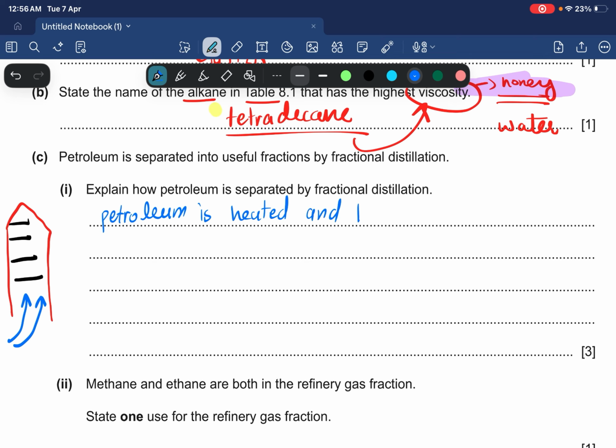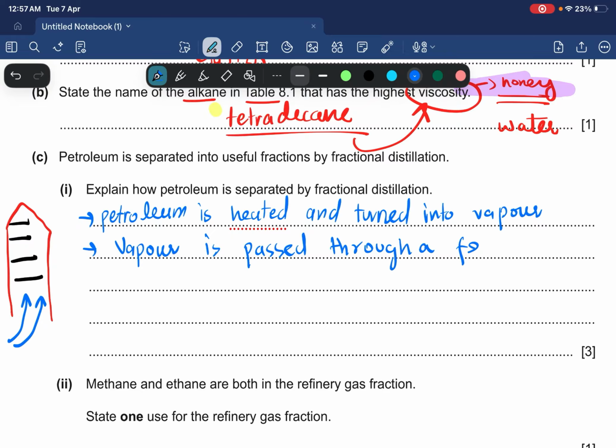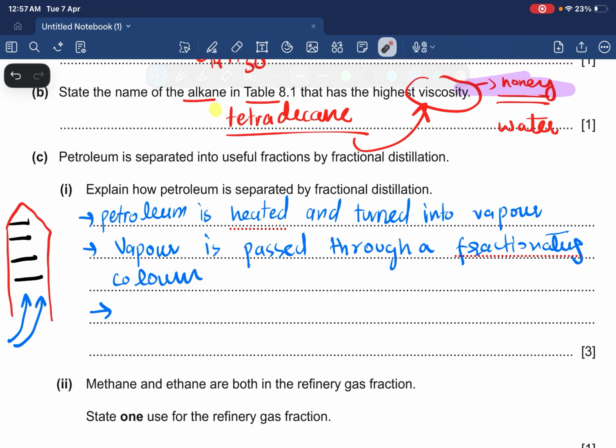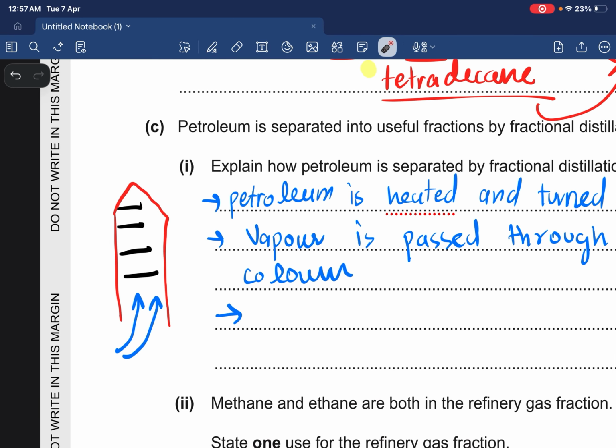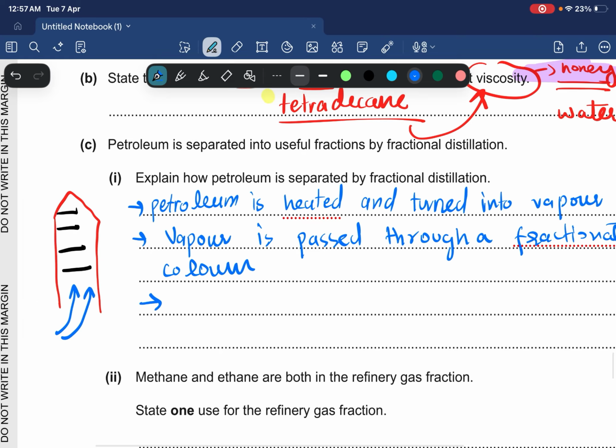and turned into vapor. Okay, good. Vapor is passed through a fractionating column. Don't miss the steps, please. And now, the third thing. Petroleum is going to be separated on the basis of different boiling points. That's the core principle why fractional distillation works. It works because of different boiling points. Write it somewhere, okay?